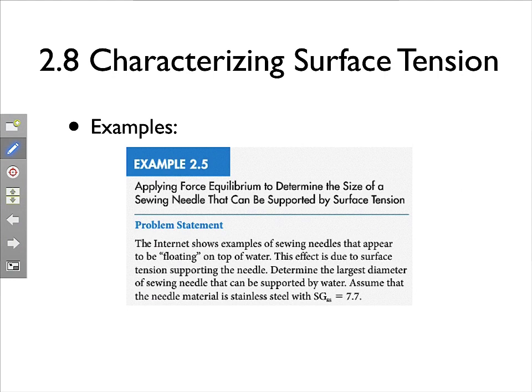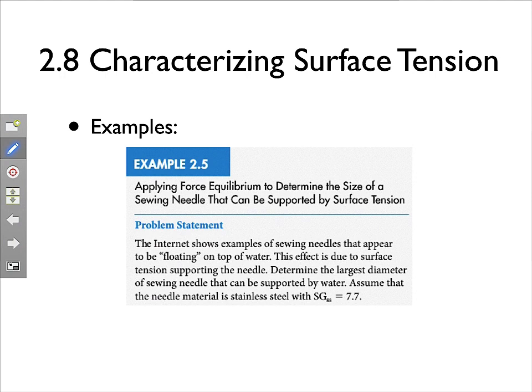So let's go ahead and look at this. It says the internet shows examples of sewing needles that appear to be floating on top of water. And in fact they are. This effect is due to surface tension supporting the needle. Determine the largest diameter sewing needle that can be supported by water. Assume that the needle is stainless steel and has a specific gravity of 7.7.